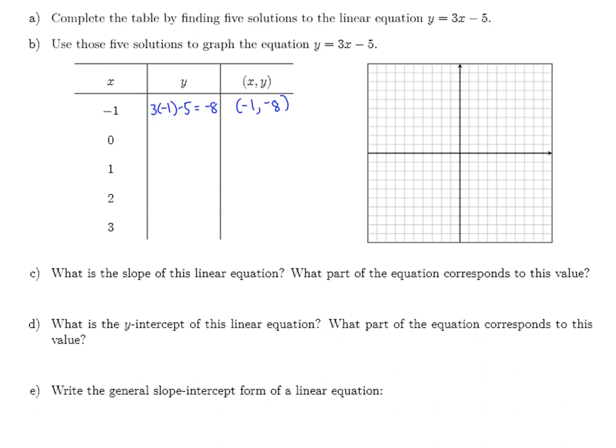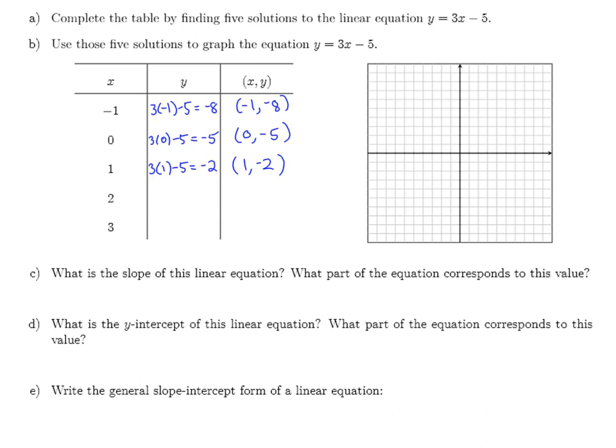Evaluating this at 0, we'll take 3 times 0 minus 5, and that will give us -5. So the point that we'll have on this graph associated with x equals 0 will be the point 0, -5. Evaluating this equation with x equals 1, we'll have 3 times 1 minus 5, which is 3 minus 5, or -2. So we'll have the point 1, -2.